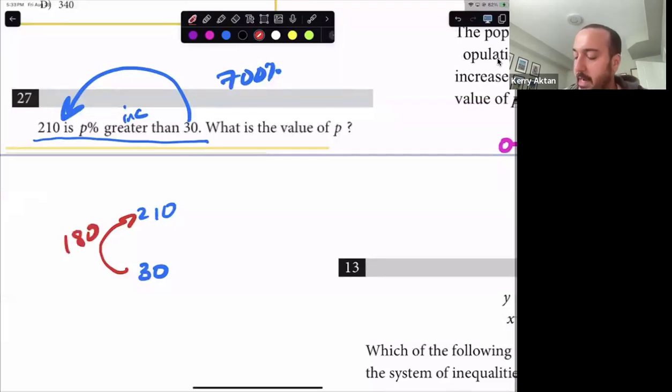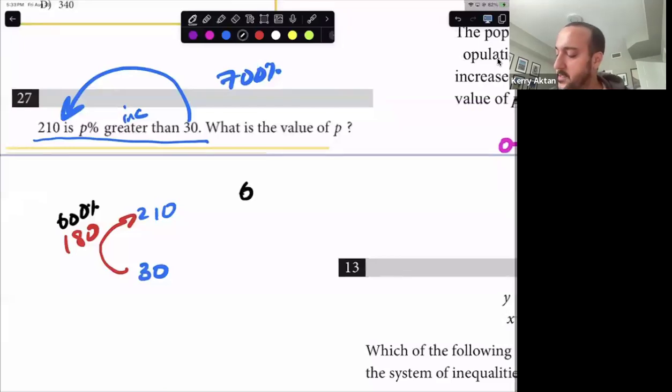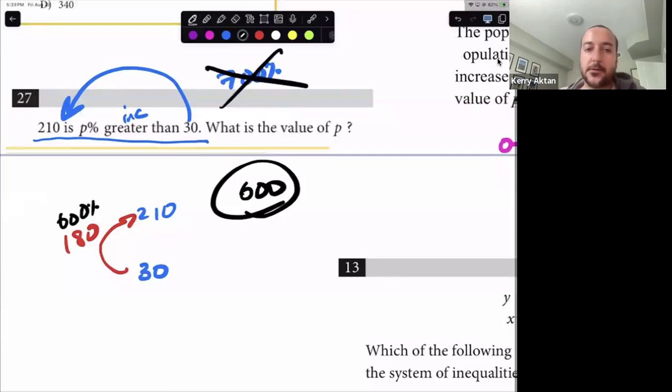I gained 180. And 180 is what percent of 30? How many 30s is that? It's actually 600%, or like 6 of them, right? So 600%. What's the answer here? It's actually 600. All of your friends are putting 700 there.